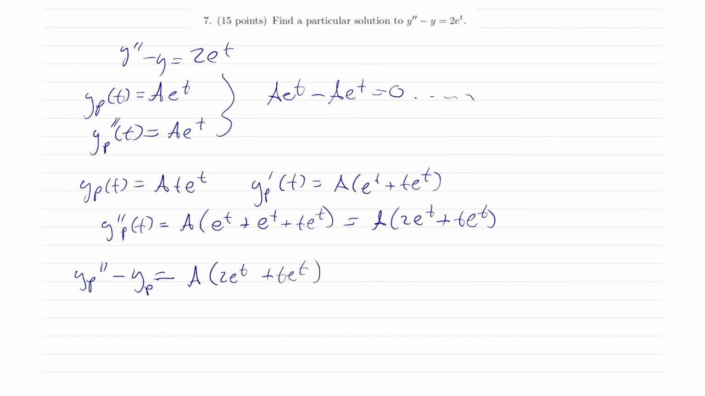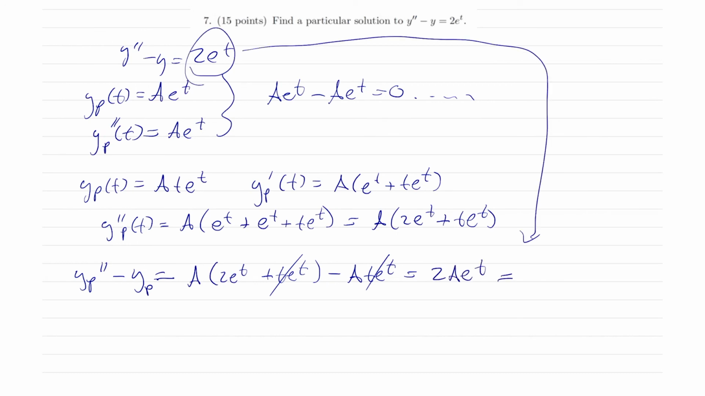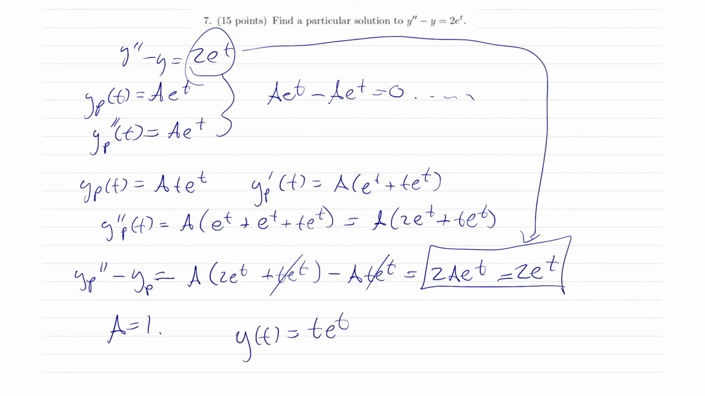So on the left-hand side, I'm looking for y double prime minus y of p. And so I get a times 2 e to the t plus t e to the t. Then I get, on the other hand, minus just y sub p, and that's a t e to the t. Well, multiplying all these guys out, I see that this term ends up canceling this term, and I'm left with 2a e to the t. But on the other hand, this guy tells me that this should be equal to 2 e to the t. And so when I take a look at that, that tells me a is equal to 1, and y of t is equal to t e to the t.